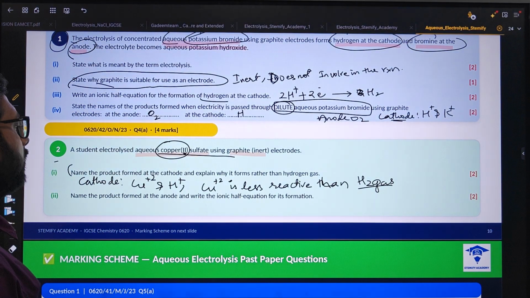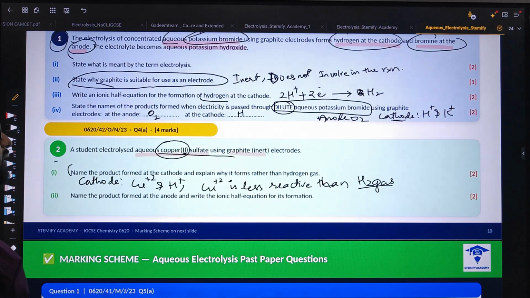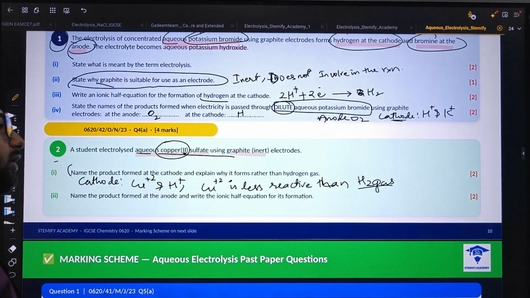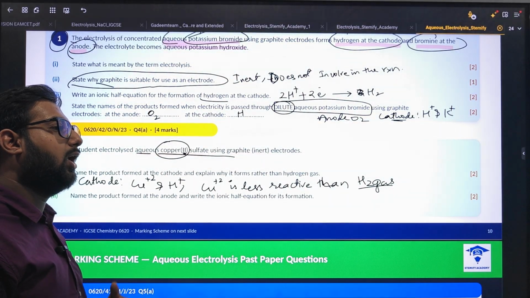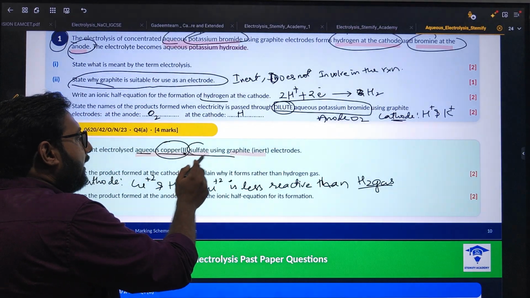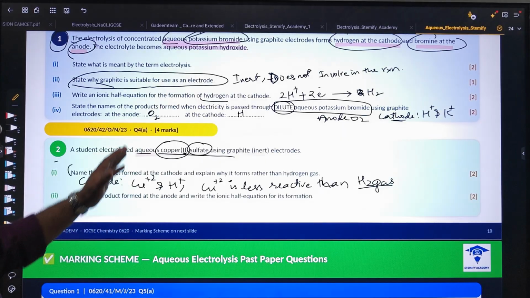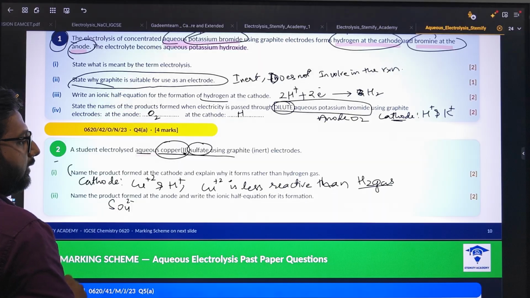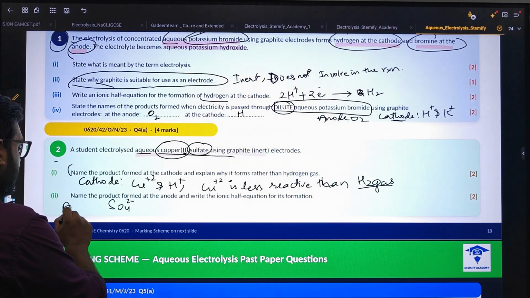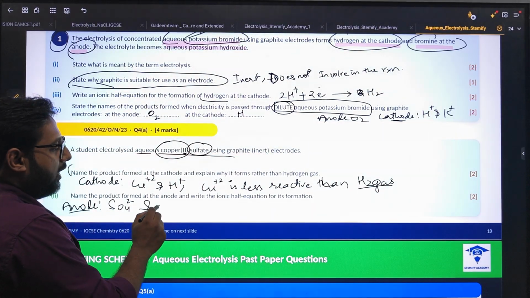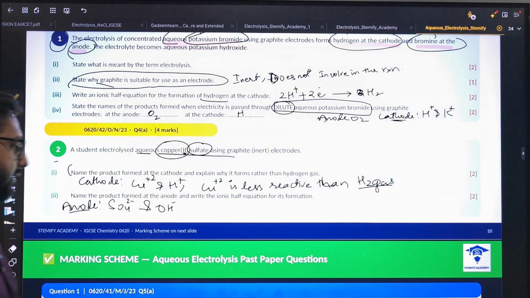Name the product formed at the anode and write down the half ionic equation. Here an aqueous solution is given. It is not written whether it is concentrated or dilute. It is only given aqueous solution. So what do we have here? Sulfate, SO4 2-. So this is the anode, right? At anode, we have the SO4 2- ion and what else? OH-.